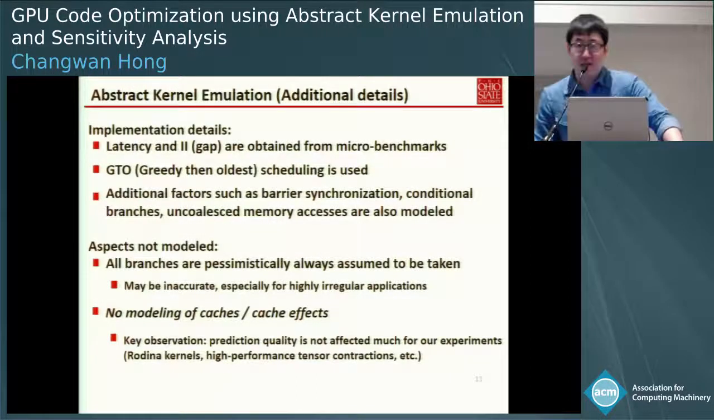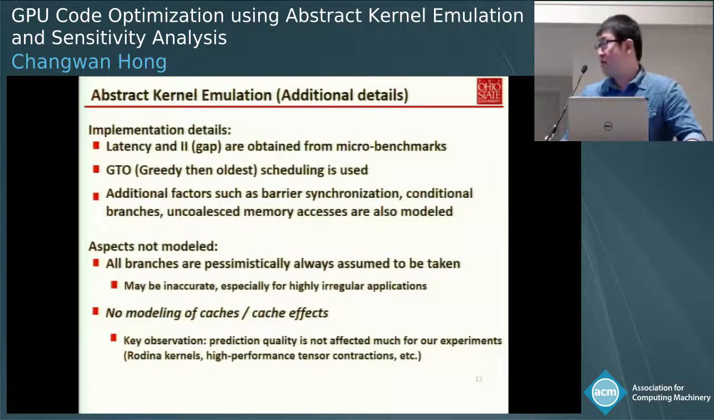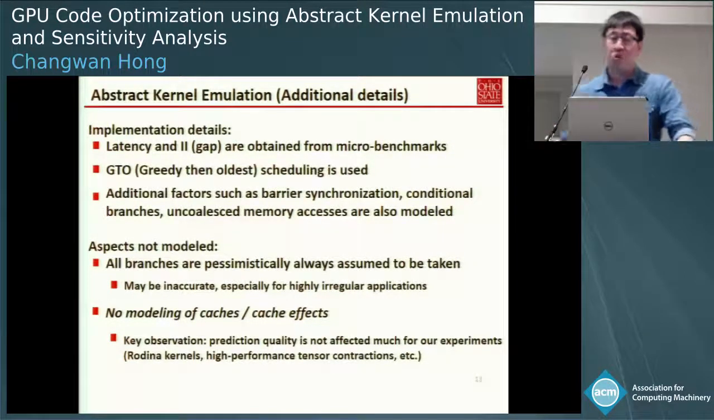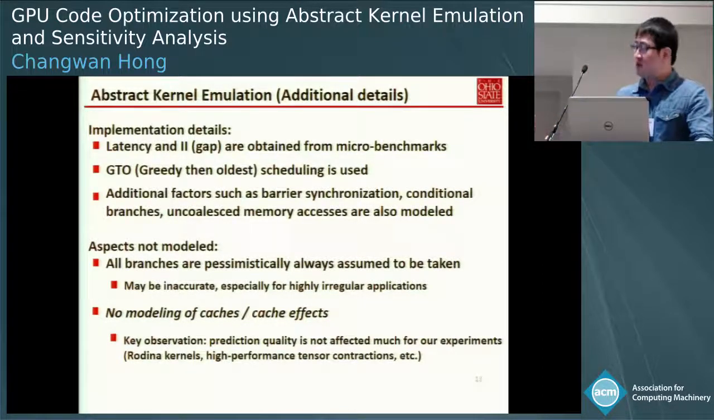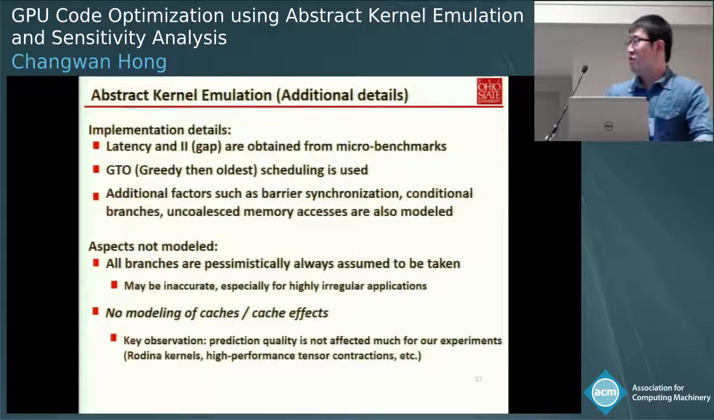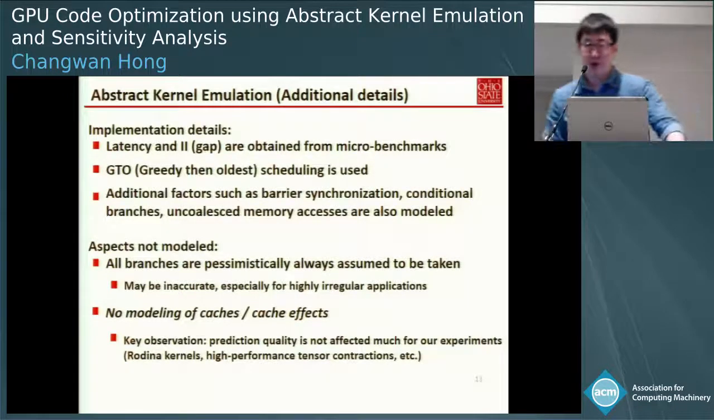Here are some of the details of abstract kernel emulation. Full details are available in the paper. As I mentioned, latency and II are modeled, and greedy and oldest scheduling is used. To enhance accuracy, we consider additional factors such as barrier synchronization, conditional branches, and uncorrelated memory accesses. Some aspects, such as dynamic data-dependent branches or cache effects, have not been modeled.